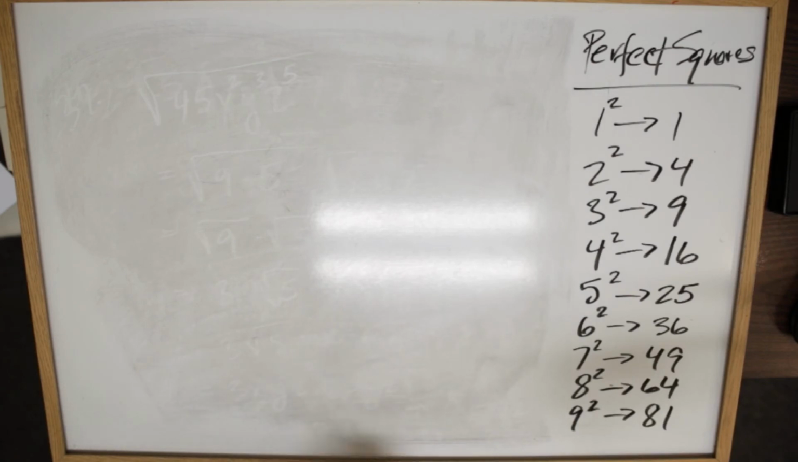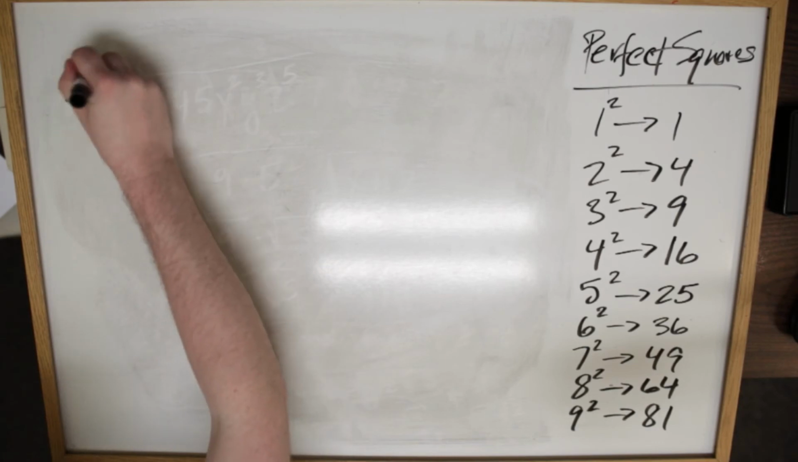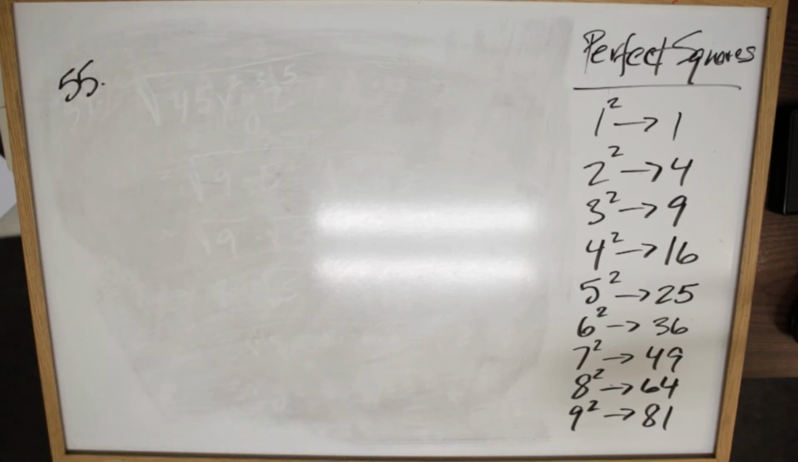Let's do, let's see here. I don't want to do that one. Let's do 55. These are the ones where we're going to start adding and subtracting, multiplying and dividing.